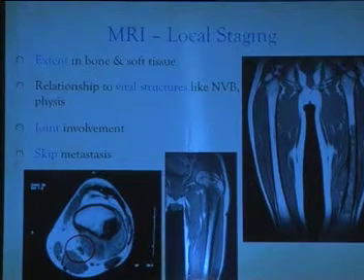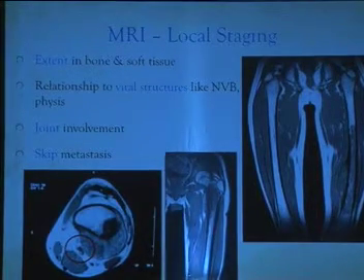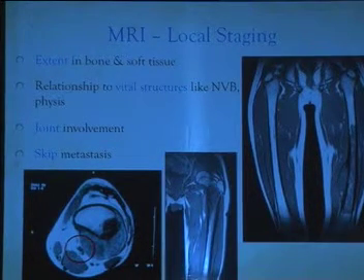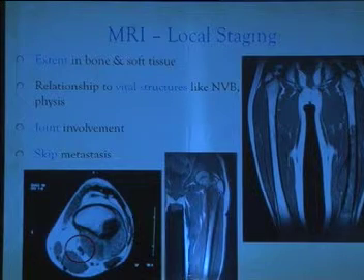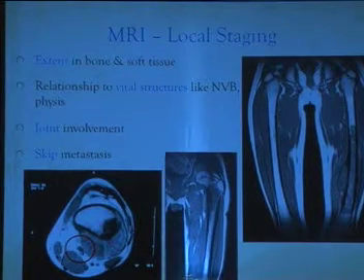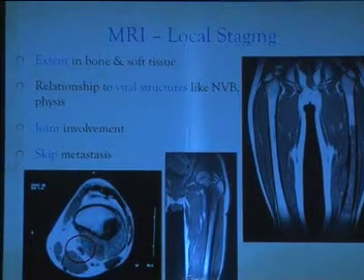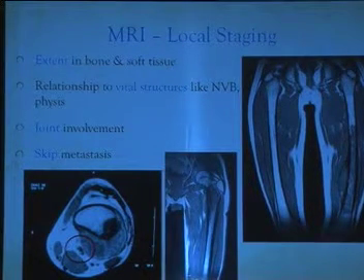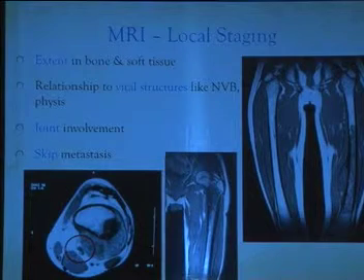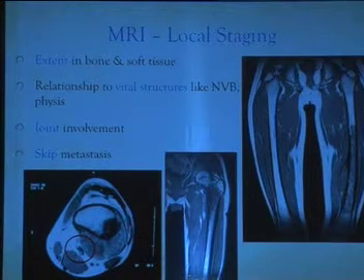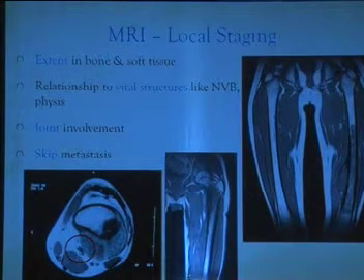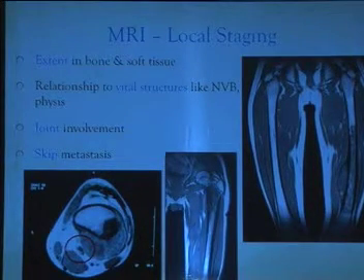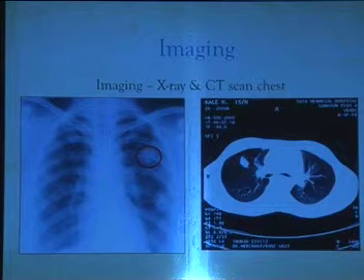MRI, as I mentioned earlier, helps you to tell the exact extent of the involvement of the bone, which may not be very evident on X-rays. As you can see here, on X-ray you may see this extraosseous soft tissue as periosteal reaction, but the intramedullary extent is quite far up. It will tell you the relationship to the neurovascular bundle, joint involvement, and more importantly, the T3 lesion which throws skip metastasis into the bone.